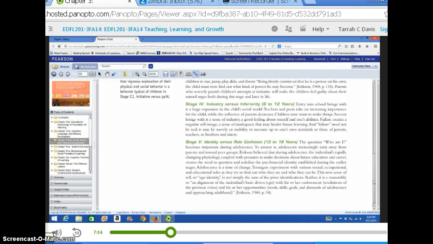They don't necessarily want to mimic their parents. They want to be like their friends, but they're not quite sure which group to belong to. So we go through that stage. Stage 6 deals with intimacy versus isolation. It's at this stage that people start seeking relationships.